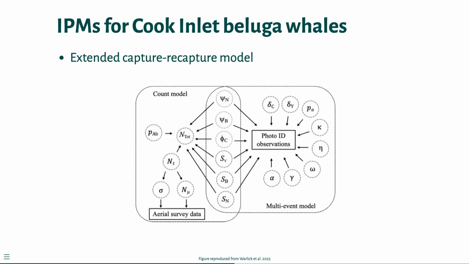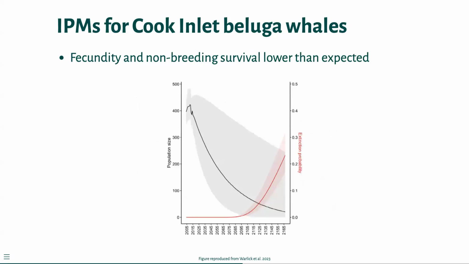In this case, Amanda was interested in the present and the future of Coquille beluga whales. She wasn't as interested in modeling what had happened in the past, so the hunt data isn't included here. And what she did was use the model to project forward in time to evaluate the extinction risk for this population. So this is a time horizon going from 2005 to 2165.